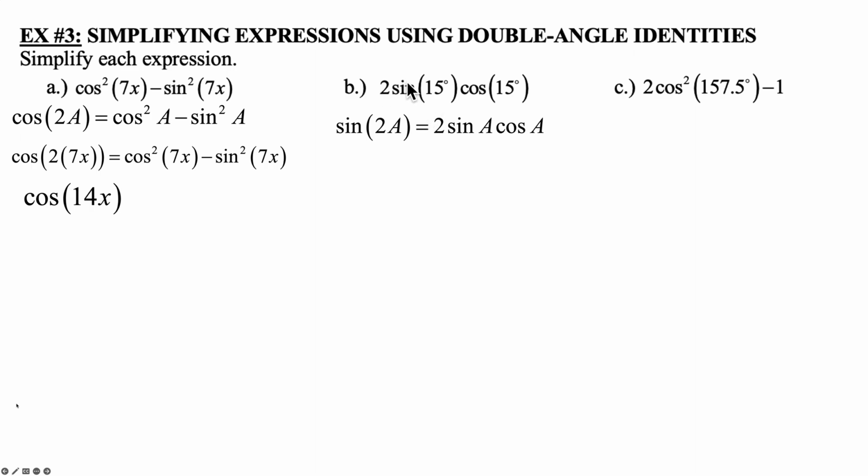Over here, 2 times sine of 15 times cosine of 15. That's definitely my double angle identity for sine. A is 15 degrees, so again, we'll put 15 in for A. We can go ahead and simplify this now. 2 times 15 is 30 degrees, and we can take it one step further. We can take the sine of 30 degrees, which is 1/2.